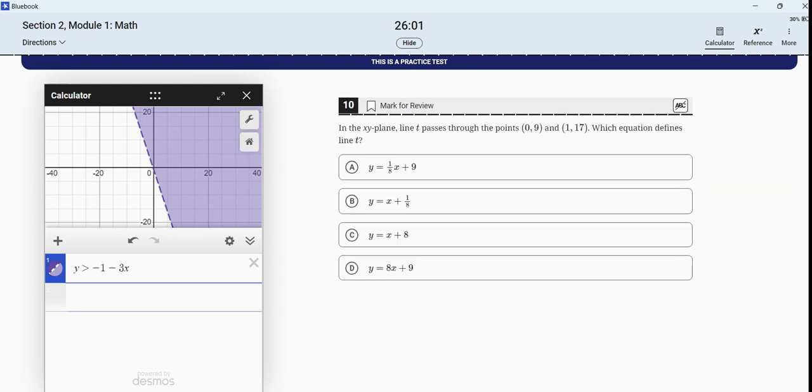In the xy-plane, line t passes through points (0, 9) and (1, 17). Which equation defines line t? So we already know that the y-intercept is 9, so we can eliminate B and C. It should be A or D. How we can find the slope is y2 minus y1 over x2 minus x1. So 17 minus 9 is 8, 1 minus 0 is 1. So the slope is 8.